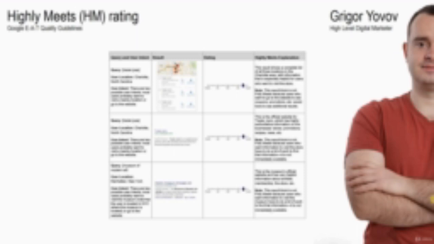And the third query is Museum of Modern Art. The user location is Manhattan, New York. User intent, there are two possible user intents. Most users probably want to visit the museum, and you can see that this is the website of the museum, and the explanation is that this is the museum's official website and has very helpful information about exhibits, membership, the store, etc., and it gets the highly meets rating.